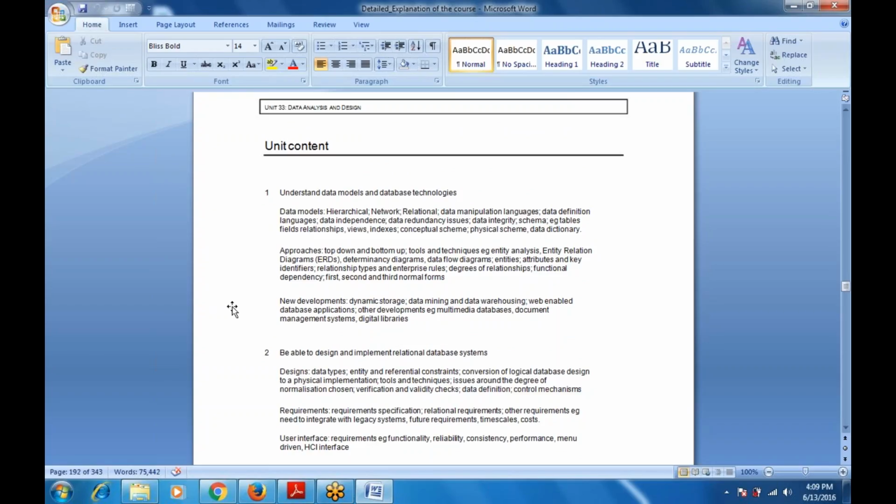The next part is what are the various approaches that are used. That may be a top-down approach, that may be a bottom-up approach. What are the tools and technologies that are used? For example, entity analysis, ER diagrams, data flow diagrams, and attribute keys, identifiers, relationships. Then new developments, that may be dynamic storage, data mining, data warehousing, web-enabled database applications, anything.